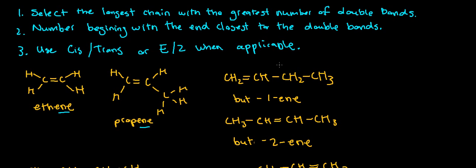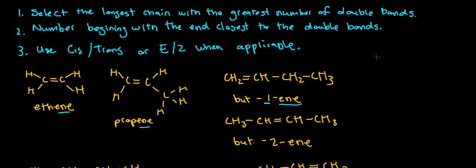So how do we distinguish those? Well, 1, 2, 3, 4, so it's butyl. We use the last part, ene, to say that it's an alkene, and then we break it up in the center and number where the double bond begins. So this one is but-1-ene. This one where the double bond is in the middle is but-2-ene.